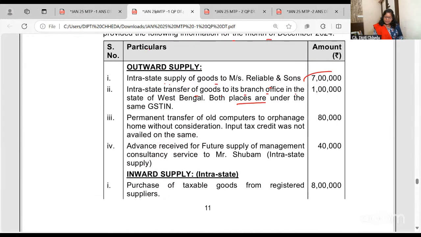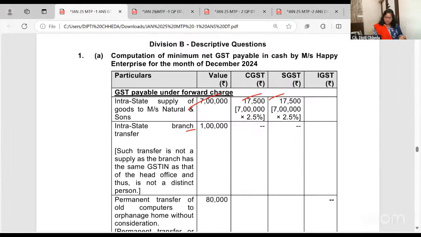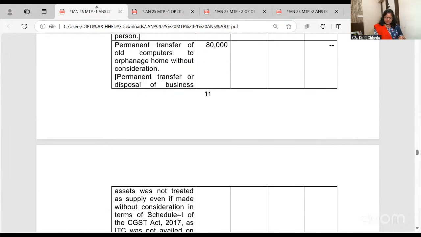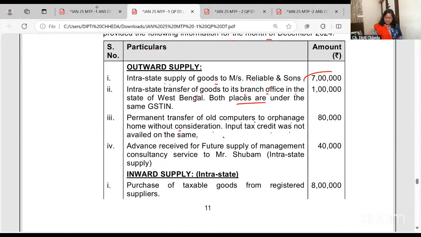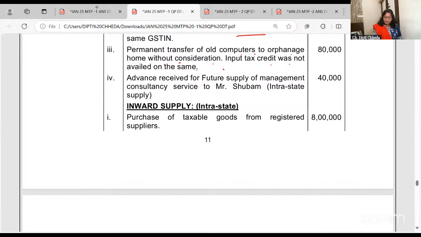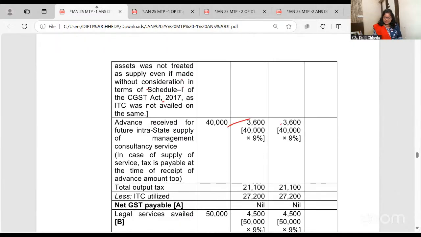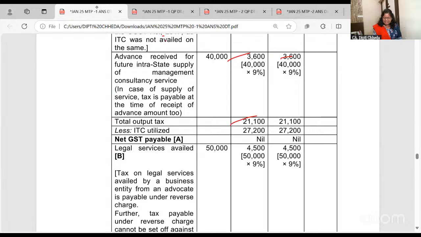Next, permanent transfer of old computers to an orphanage home without consideration. ITC was not availed on the same. Okay, so when you don't avail the ITC, at output also you don't have to pay any tax. Permanent disposal, even if made without consideration, no ITC availed, then no need to reverse. Otherwise, you have to reverse. Advance money received for supply of service. Yes, very well. Advance on goods is not taxable, but advance on supply of services is taxable.